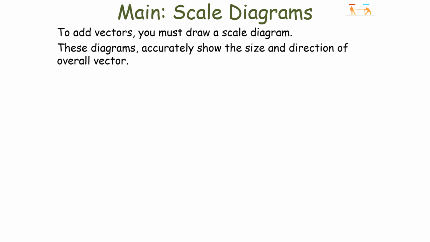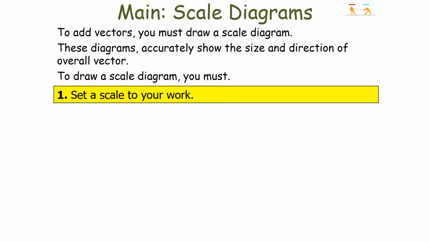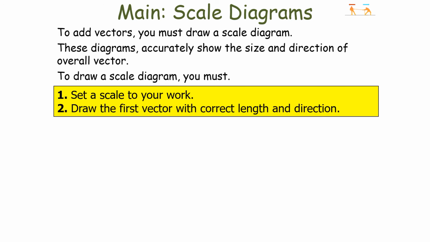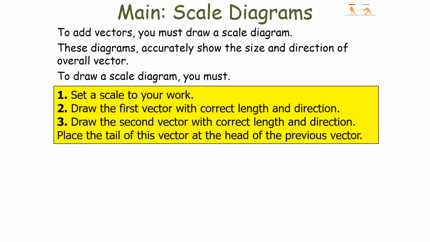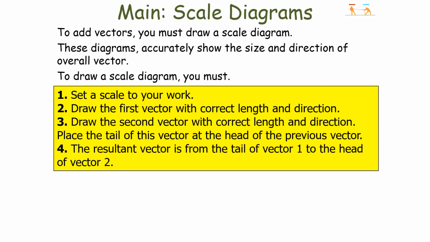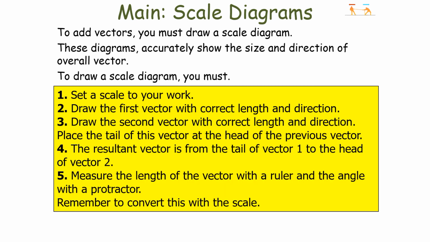So let's just clarify what you've got to do. To add vectors, you've got to draw a scale diagram. These diagrams accurately show the size and the direction of the overall vector. So to draw a scale diagram, you've got to set a scale to your work, draw the first vector with the correct length and direction, then draw the second vector with the correct length and direction, placing the tail of this vector at the head of the previous vector. You're then going to draw a resultant vector from the tail of vector 1 to the head of vector 2. You then measure the length of the vector with the ruler and the angle with the protractor, and remember to convert this with a scale.